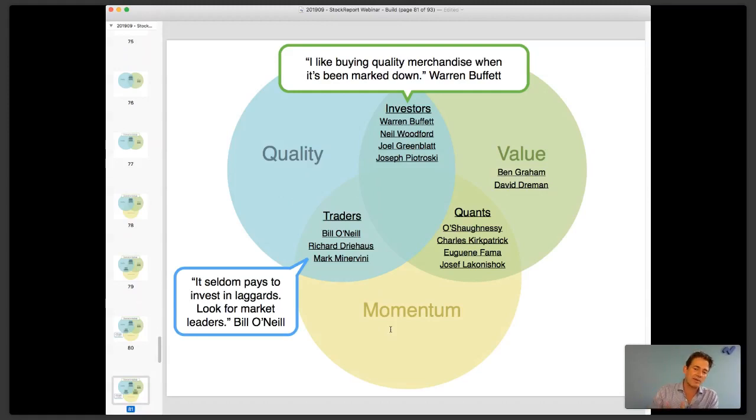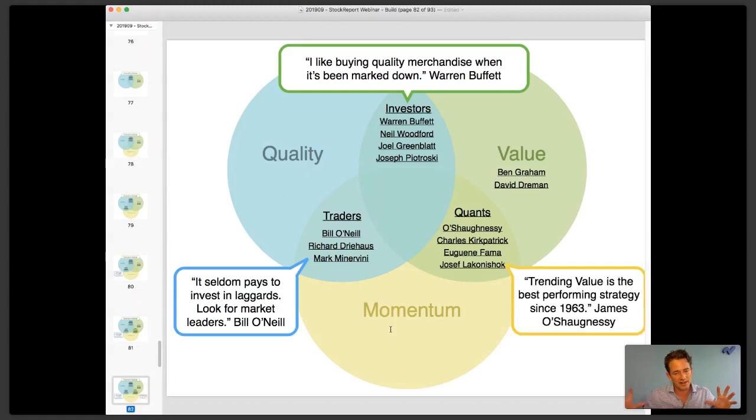And you find James O'Shaughnessy said trending value was the best performing strategy since 1963. He's a huge sort of momentum backer. It can be hard for institutional investors to really profit from momentum in the way that they'd like, which is why you see so many big investors trying to buy shares that have the momentum going the wrong way. But as a small investor, you can totally profit from momentum. It is the most powerful factor of them all.